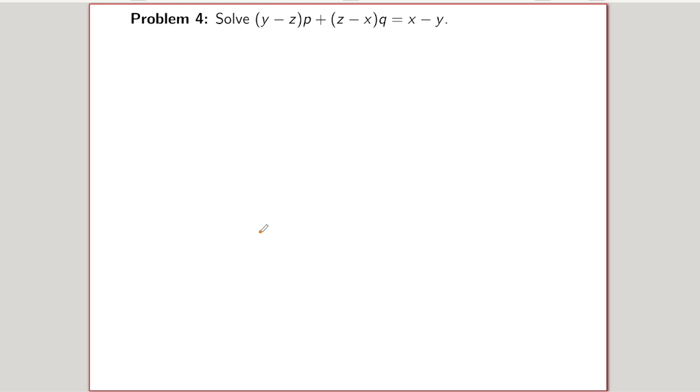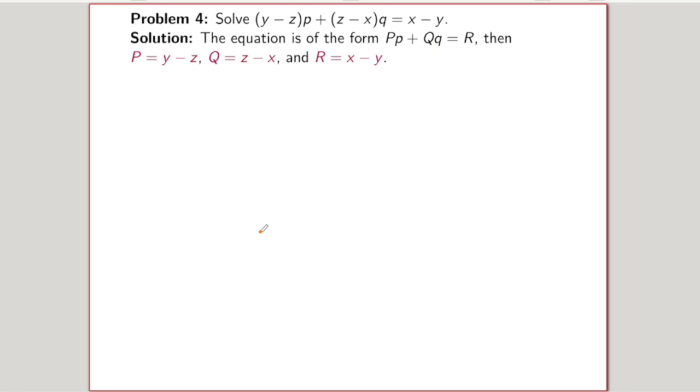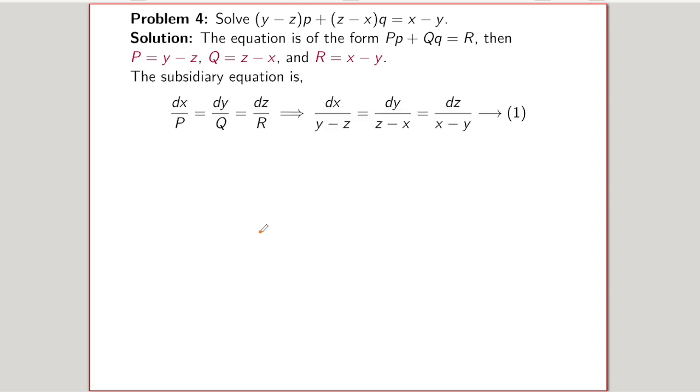So let us see some problems in this. Here clearly you can observe that y minus z will be capital P, z minus x will be capital Q, and x minus y will be capital R. So similar to the previous problem, writing the subsidiary equation is nothing but dx by P, dy by Q and dz by R. So replacing that, we can write dx by y minus z, dy by z minus x equal to dz divided by x minus y.